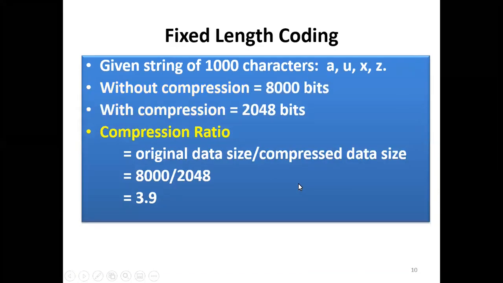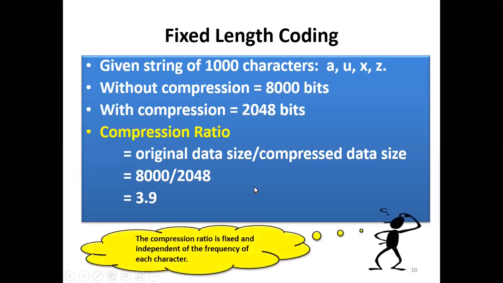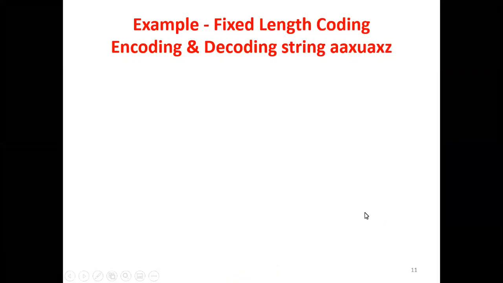Now, if we compare these, we can realize that the compression ratio between the uncompressed and the compressed data is approximately 4:1. There is a question which says the compression ratio is fixed and independent of the frequency of each character. In the next one, we're going to have a look at how we can encode and decode this string.